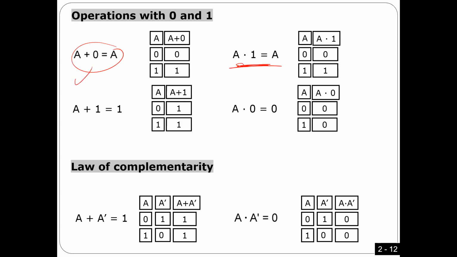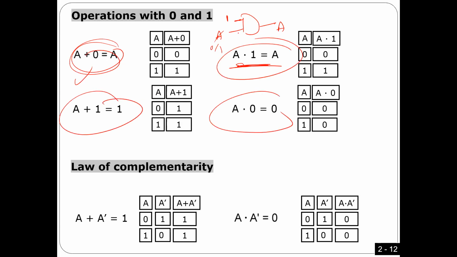Same thing for AND. If one input is 1 and the other is A, and this A can be 0 or 1, as I told you, the output will be similar to A. So if A is 0, I'm going to get 0. If A is 1, I'm going to get 1. Any questions? You need to understand these theorems very well, because we are going to use them, as you will see.